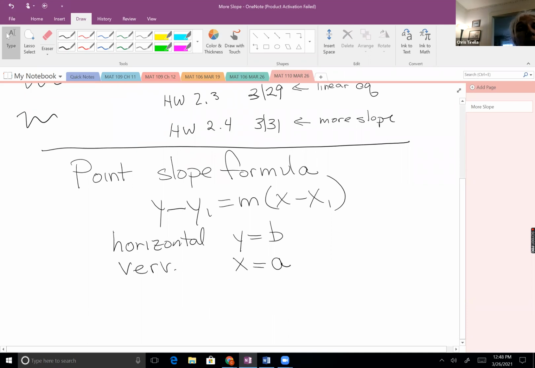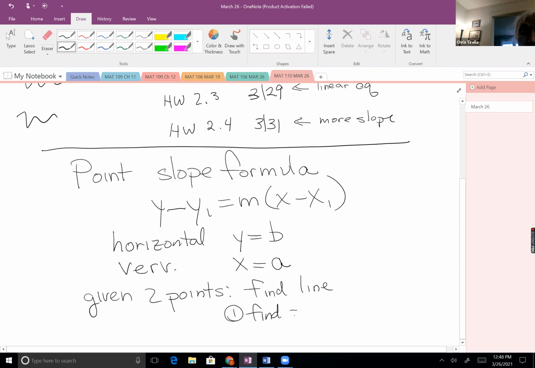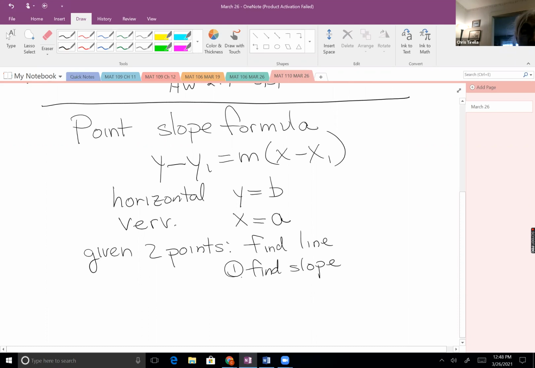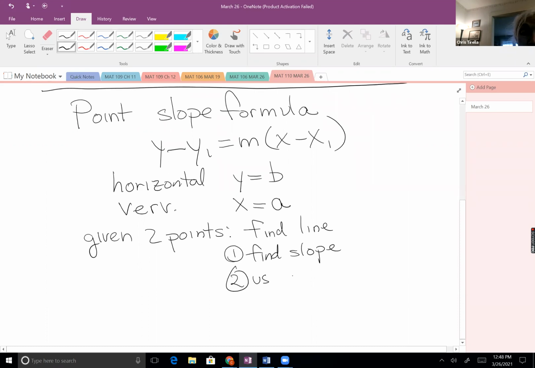And we had said that if we have 2 points and we want the line through 2 points, to find the line, we're going to first find the slope. And this was the last thing that we did after we found the slope. We used the point slope formula with either line.